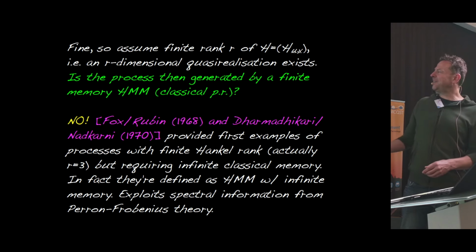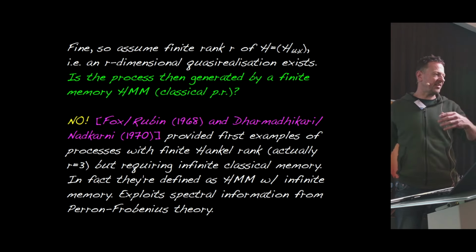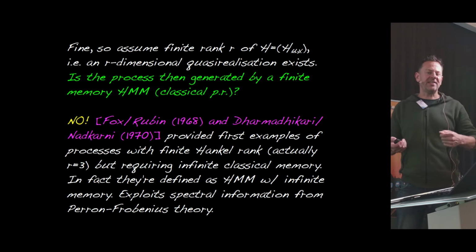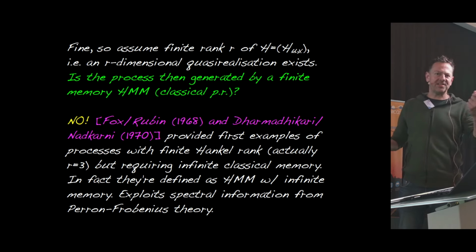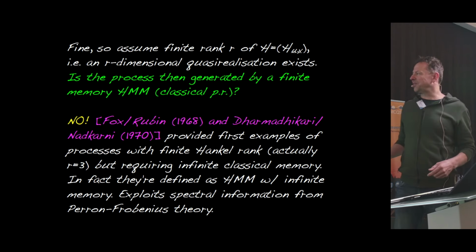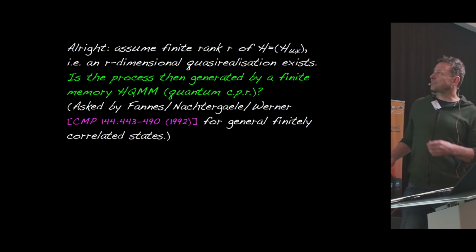In fact, they define them as hidden Markov models with an infinite memory. I mean, their memory is like integers, and they have some dynamics on integers, and then they take a simple 3-valued or 4-valued function on these integers, and then they prove stuff about it. And the proof that you need infinite memory comes from basically spectral theorems in Perron-Frobenius theory about stochastic maps.